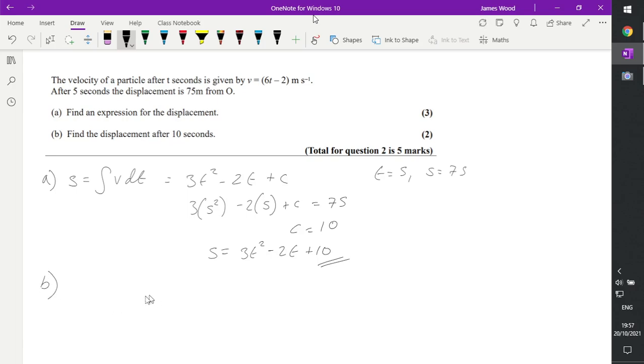For part B, find the displacement after 10 seconds. So I can use this expression I've just got and plug in 10. Okay, and I can see what I've got. So it's going to be 3 times 100 minus 20 plus 10. So that's 290 meters would be my displacement.